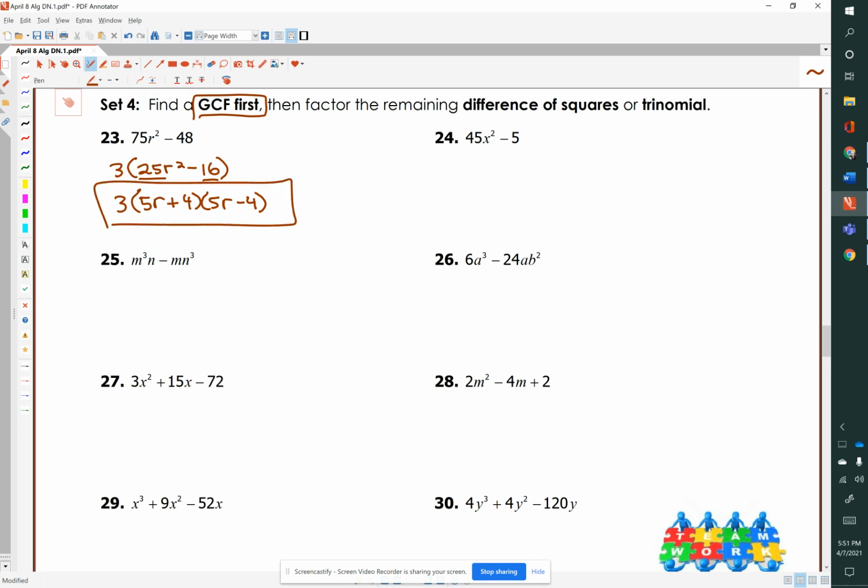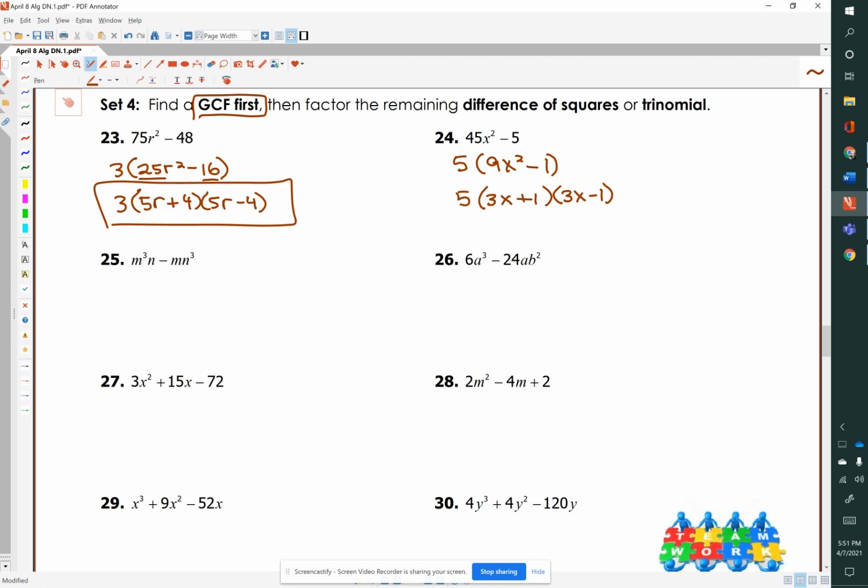So number 24, we can factor out a 5 and have 9x squared minus 1. And that is a difference of squares. So we will have 3x plus 1, 3x minus 1, because we're following that rule.